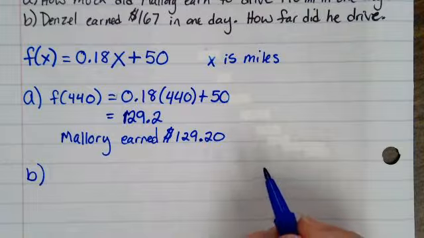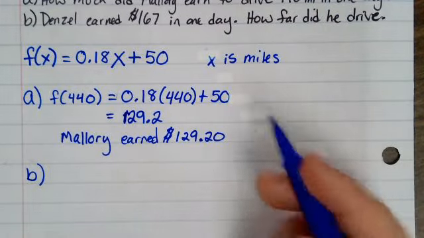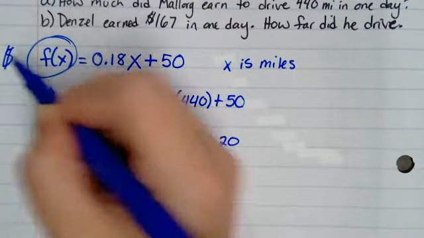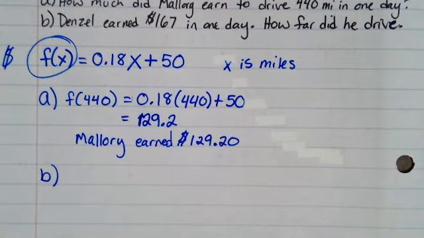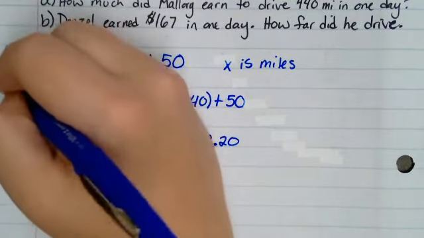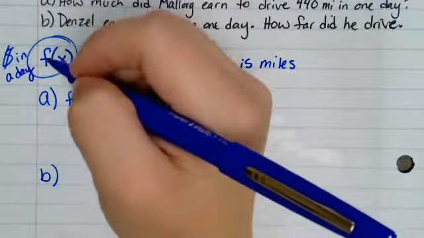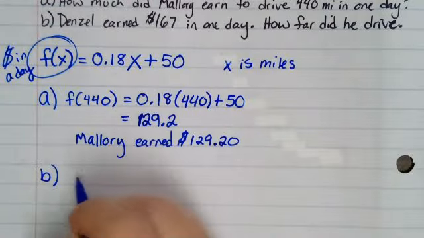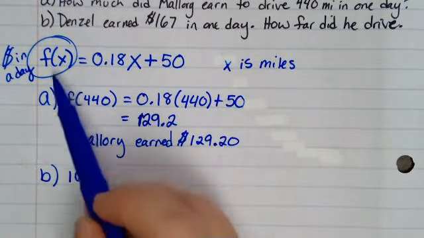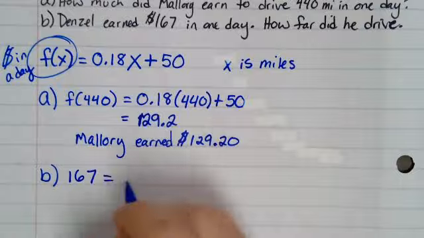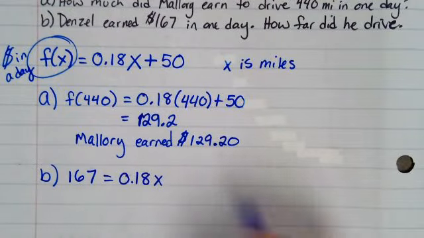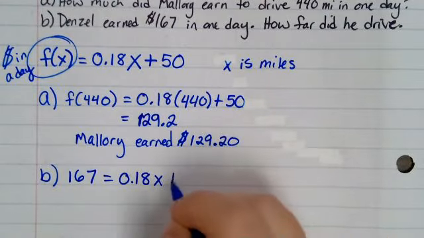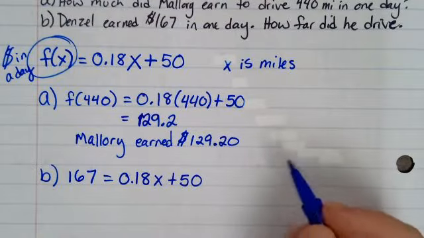All right, part B, they said Denzel earned $167 in one day. Now keep in mind, when your function is talking about your dollars, this is talking about your money, how much you earned in one day. So we're going to plug in those values where they would go. The 167 in one day would go at the beginning of the function. 0.18x, we don't know, right? We're trying to figure out how many miles. X is the miles, plus 50. And you'd solve this for your x.